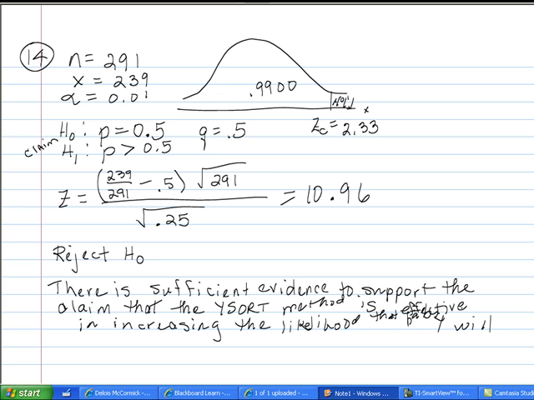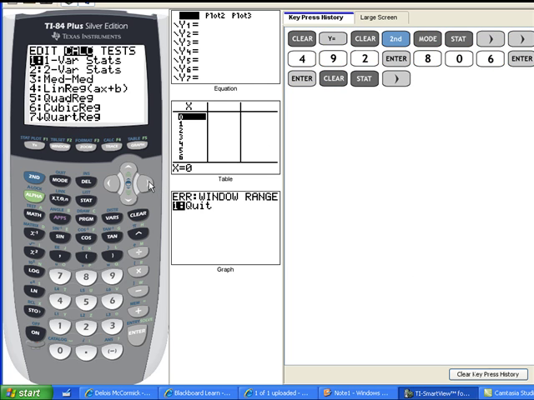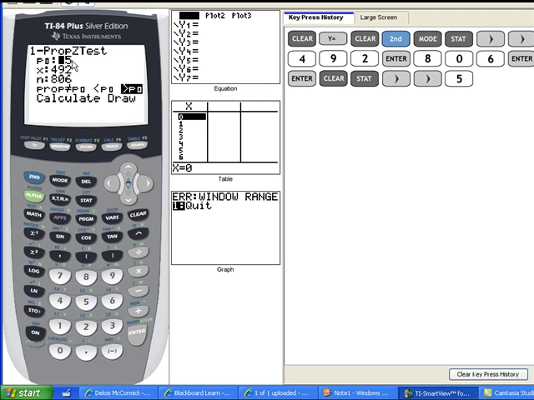Okay, let's do that one on the calculator. I think a lot of what we already have in there will work. So again, we're going over to tests. We want the one proportion test, so that's number 5. P sub 0 is 0.5 again. We just need to change our numbers here. Okay, X is 239. N is 291. Our alternative is greater than, so we just want to come down and calculate.